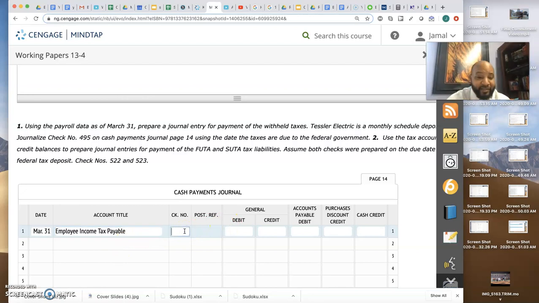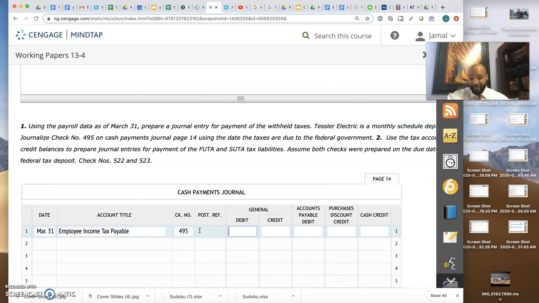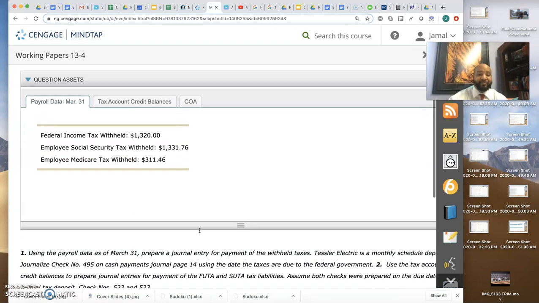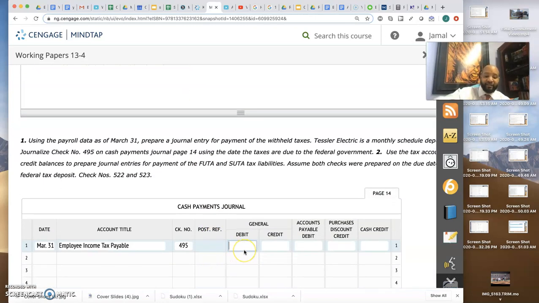We said we're going to use check 495 for this. 495. Are these accounts payables? They're not accounts payables, though they are payables. So we're going to debit these. They're debited because they were in our payable system earlier as payroll tax expenses, but now we're actually paying them. So now they're getting debited, so we can take them out of the payables and show that we paid them. So employee income tax payable, what's our amount? There it is, $1,320.